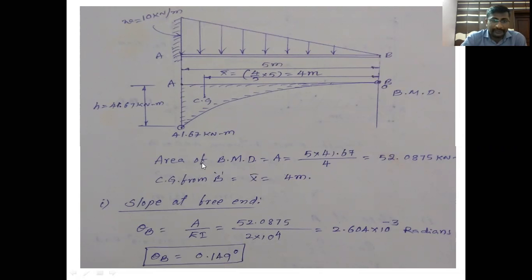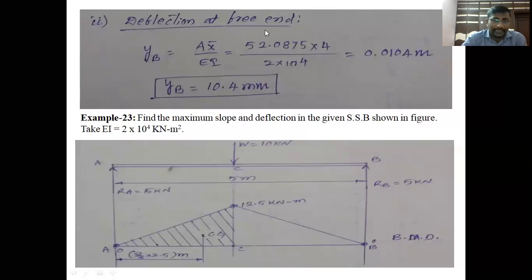Are you clear, students? Let us go for the next, deflection at point B, the deflection at the free end. What is the formula for deflection? It comes from Mohr's theorem 2. What is Mohr's theorem 2? The change in deflection, or net deflection, between any 2 points is equal to the first moment of area between those 2 points per unit flexural rigidity.